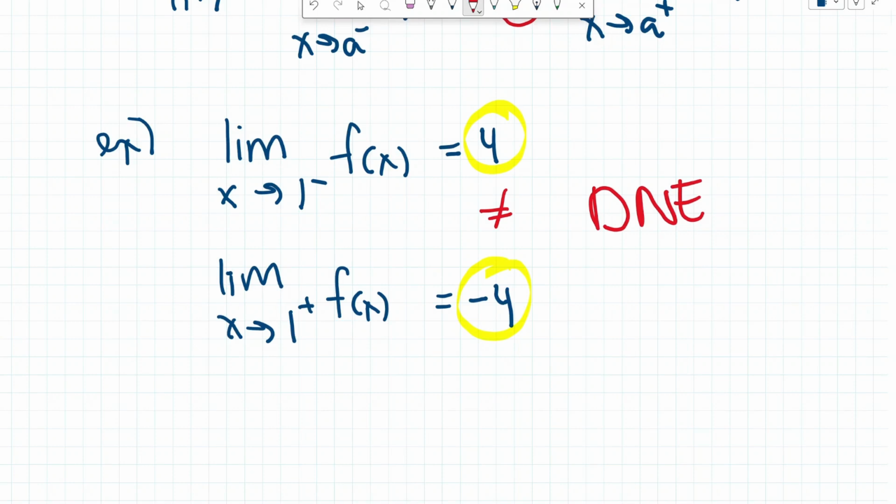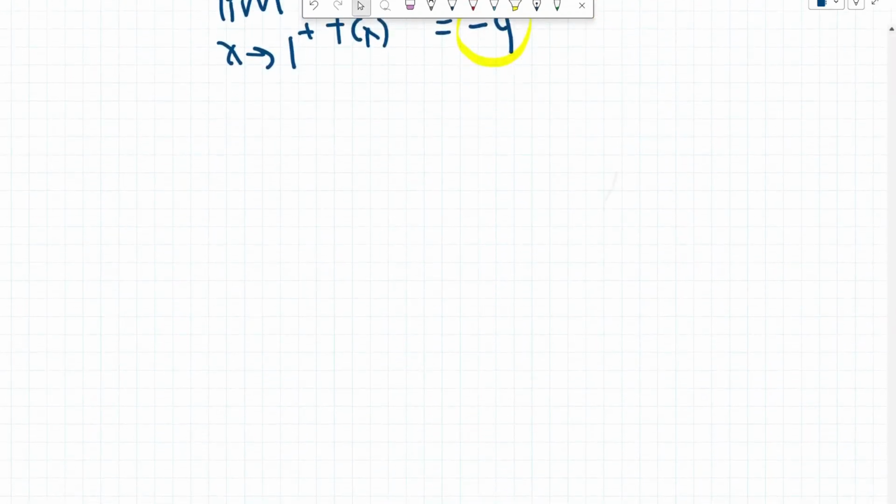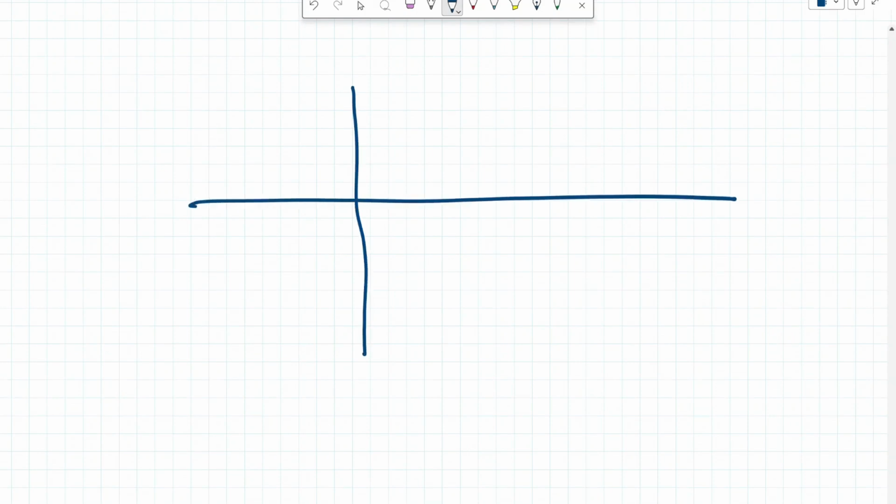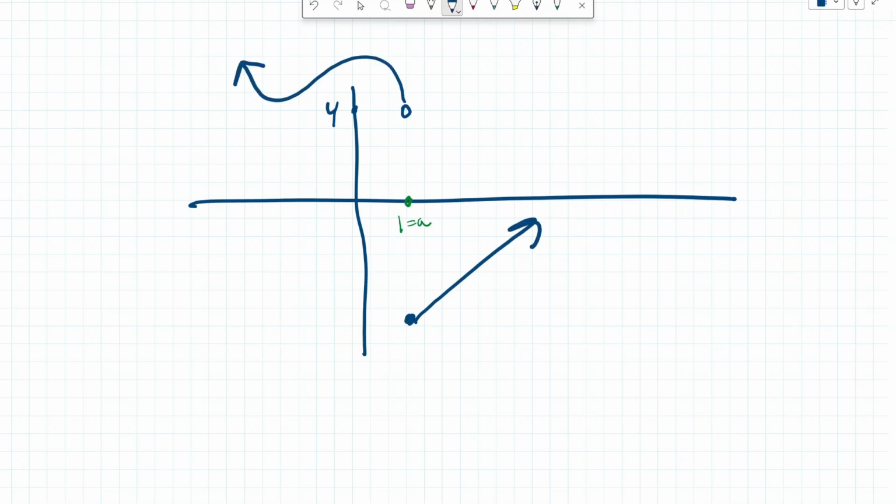So you might ask yourself, what does this look like graphically then? This is indicative of a piecewise function where we have some sort of jump discontinuity. Say at our point 4 over here, we have a value up here, and remember our a value equals 1, so 1 is our a value. And then we might have another value over here. So say we have some function that looks like this.